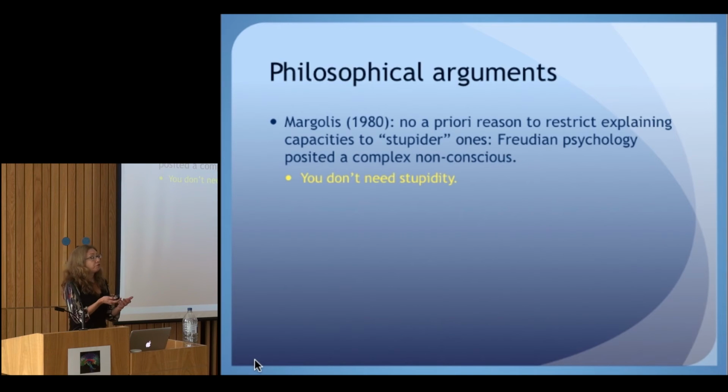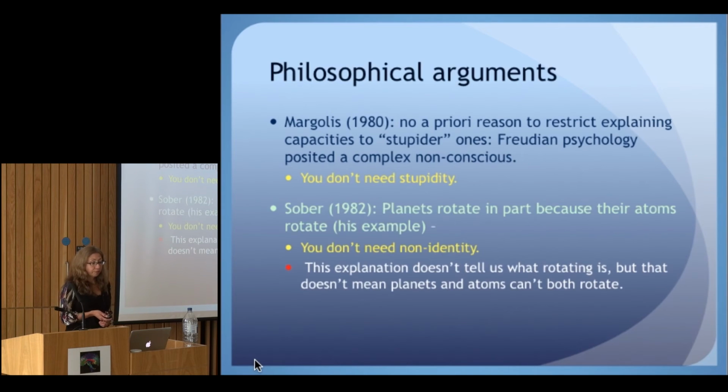And there was nothing stupider about the explaining capacities. But Elliott Sober makes the point, I think, a lot more clearly that you don't even need non-identity. And that was sort of the gist of all the examples that I was giving before. So he points out with the simple case of rotation, planets rotate in part because their atoms rotate, right? And there's no problem with this. I mean, why would the fact that the planet rotates prevent the atoms from rotating? Why would that not be an explanation, right?